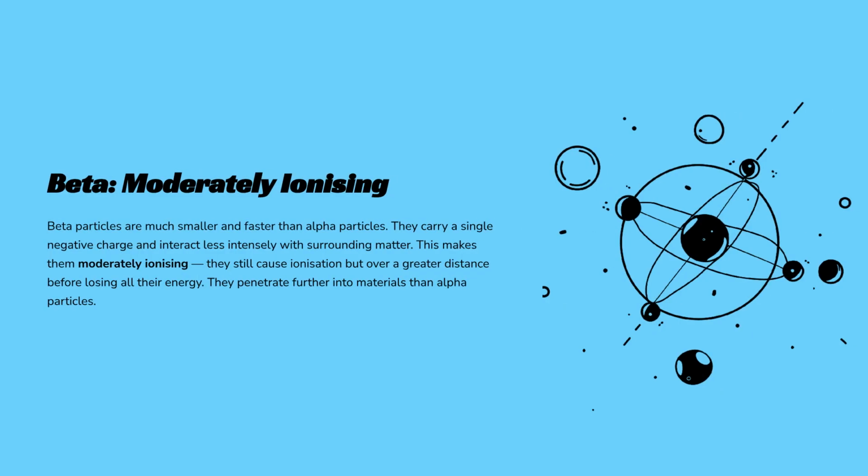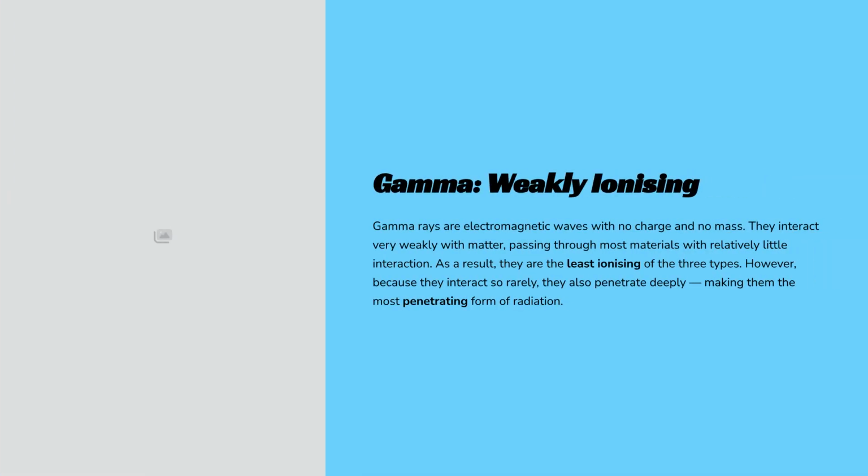Beta particles are moderately ionizing. They are much smaller and faster than alpha particles and carry a single negative charge. Because they interact less intensely with matter, they can cause ionization over a greater distance and penetrate further into materials than alpha particles. Lastly, gamma rays are the least ionizing because they have no charge or mass. They interact rarely with matter, which allows them to pass through most materials. This high penetrating power makes them the most deeply penetrating form of radiation.